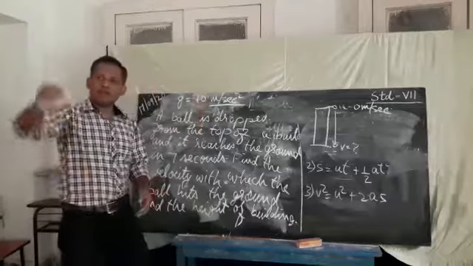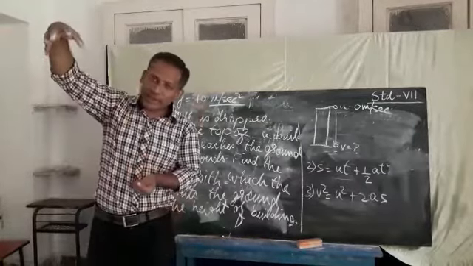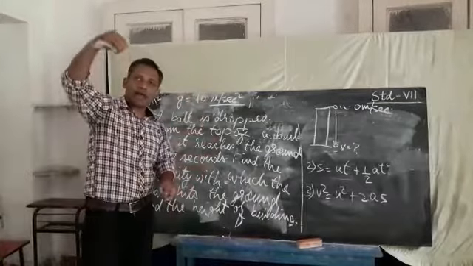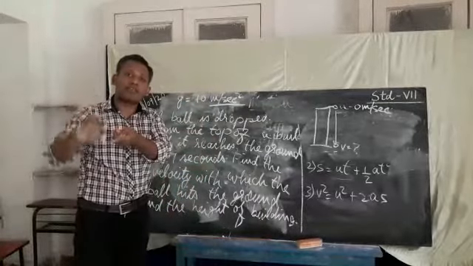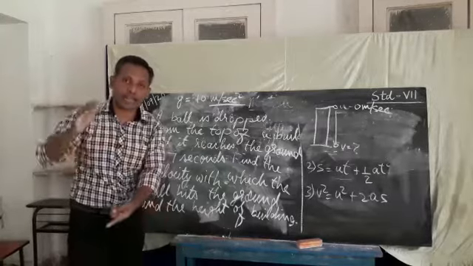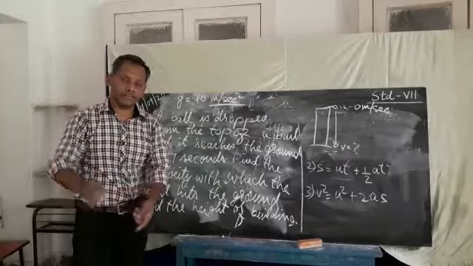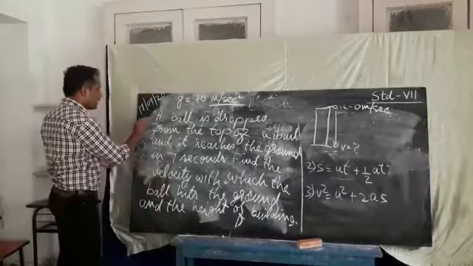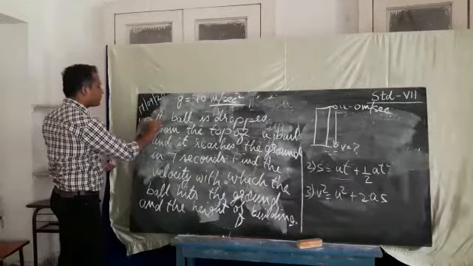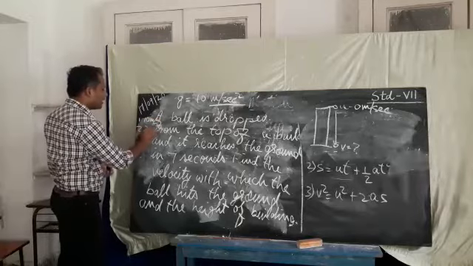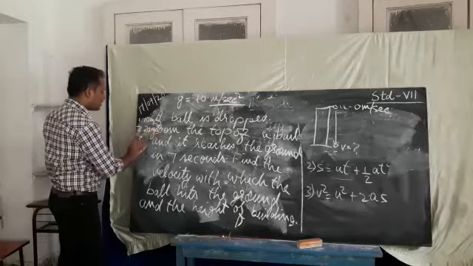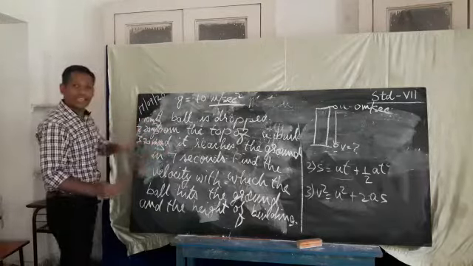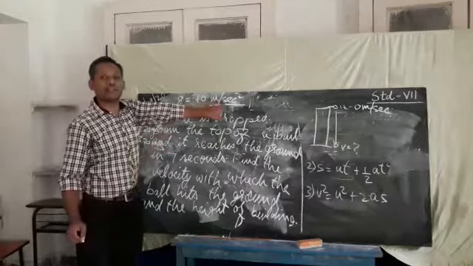What does it mean? When you're dropping a ball, its velocity is 0. When the acceleration is 10 meter per second square, after 1 second the velocity will become 10 from 0. After 2 seconds again 10 will increase, so it will become 20. After 3 seconds again it will become 30. So after 1 second it will be 10 meter per second, after 2 seconds 20 meter per second, after 3 seconds 30 meter per second. Every second 10 is increasing because acceleration is 10 meter per second square.